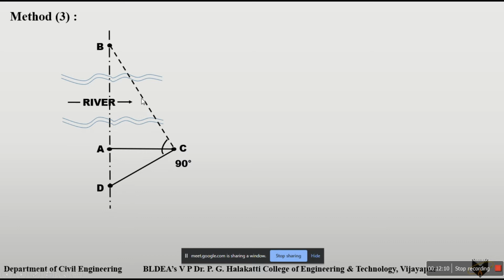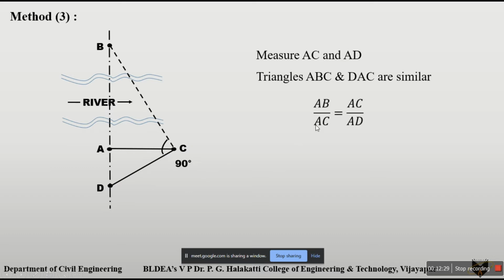Then again, observe here, again it is two similar triangles, ABC and DAC. Again I am writing the same conditions: AB by AC is equal to AC divided by AD. In the triangle ABC, I am writing AB by AC, and in the second triangle, DAC, AC divided by AD.